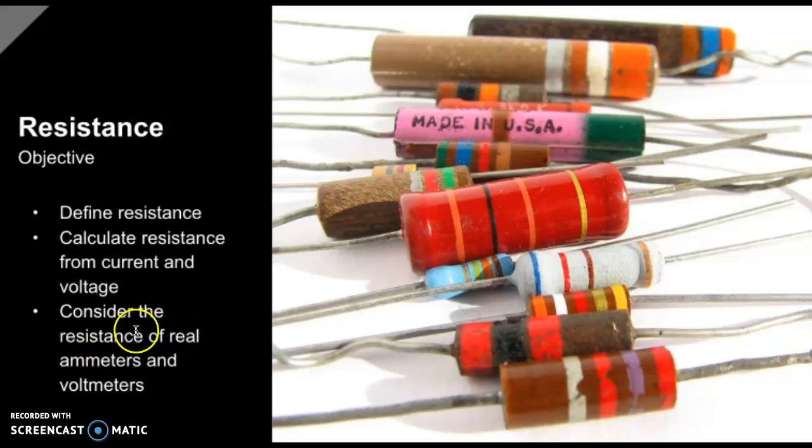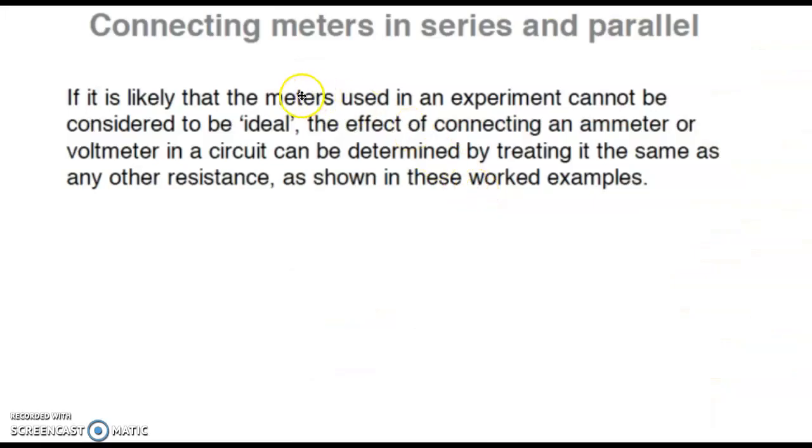In this video, we are going to consider the resistance of real ammeters and voltmeters. Usually, we consider meters in an experiment in circuits to be considered ideal. What we mean by this is that we assume that the meters have either, in the case of an ammeter, zero resistance, or in the case of a voltmeter, we assume that it has infinite resistance.